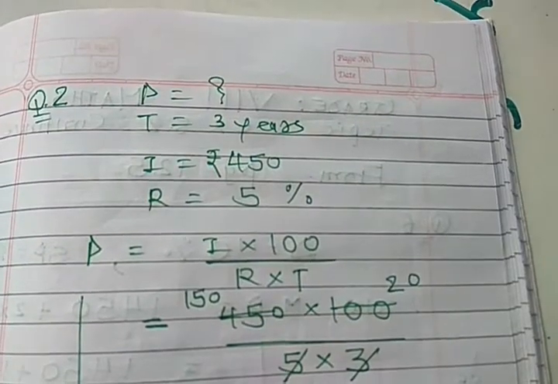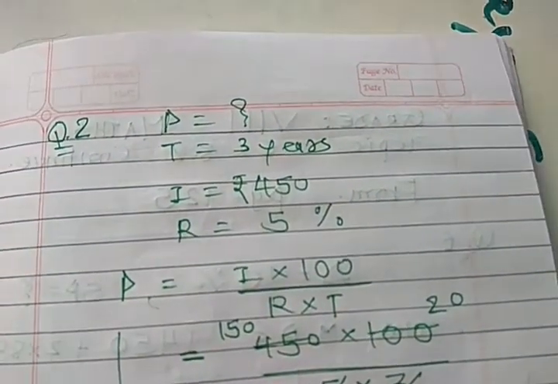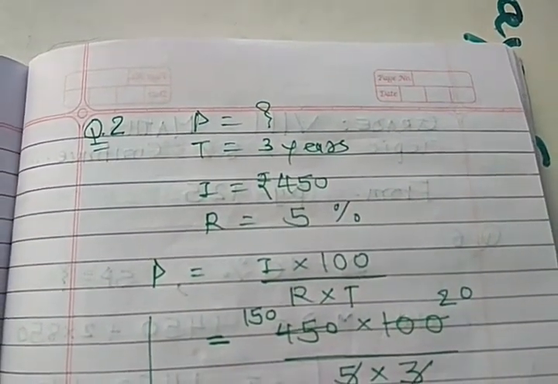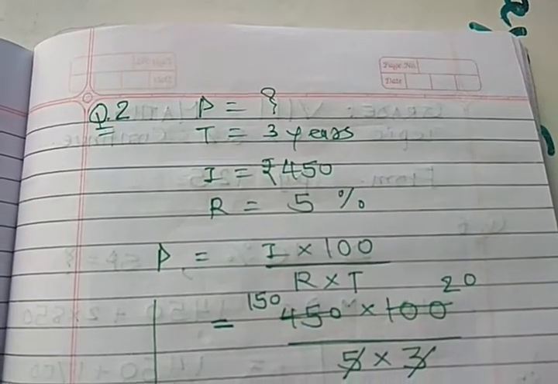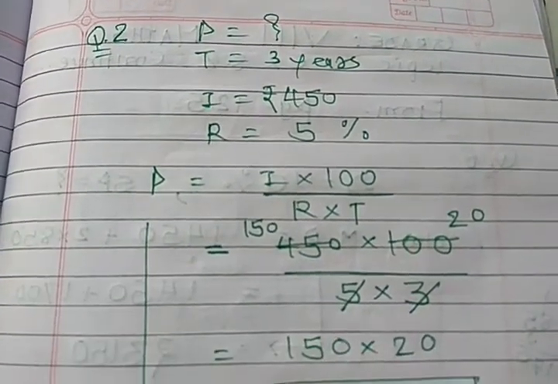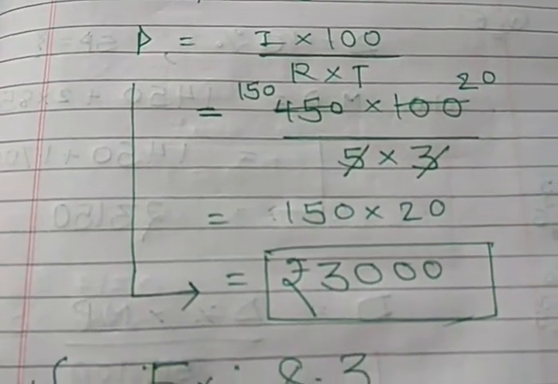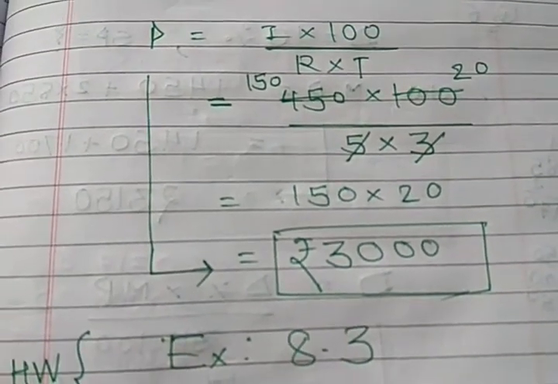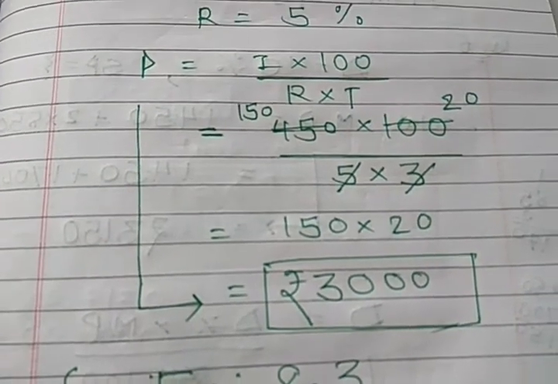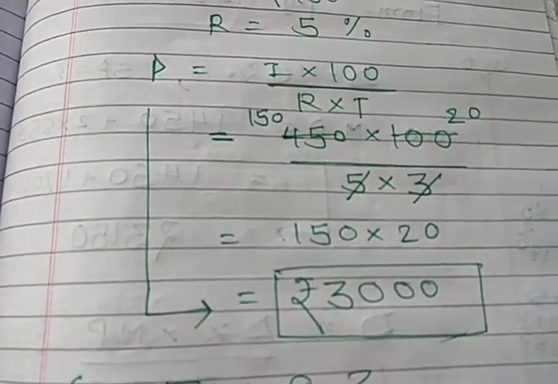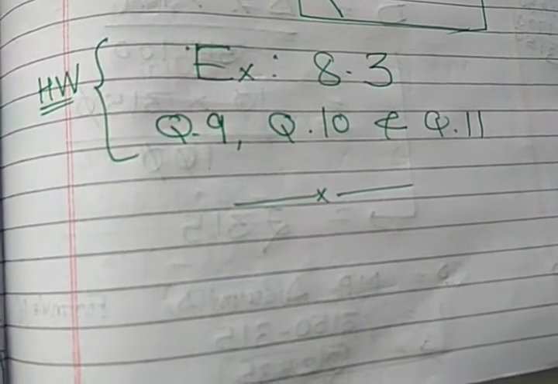Move to question number 2, where you have to find out principal amount. T is given, I is given and R is given. So apply the formula P equal to I into 100 upon RT. Like this way you do it, right? Simplify and get the answer. Principal amount is 3000 rupees. And this is your homework, exercise 8.3, question number 9, 10 and 11.